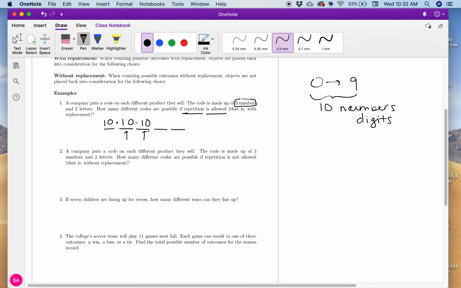Got that. Now we can also have 2 letters. This is something you just want to know, because we're going to be using this a lot. From 0 to 9, that's 10 digits. You want to memorize that. And from A to Z, there are 26 letters in our alphabet. So if this is a letter, how many choices do we have? How many letters do we have to pick from? Well, 26. That's all we have in the alphabet. And then repetition is allowed, so we have another 26 that we can pick from.